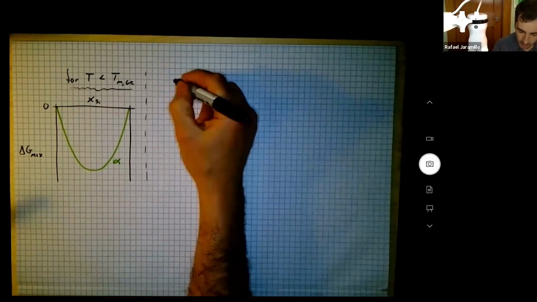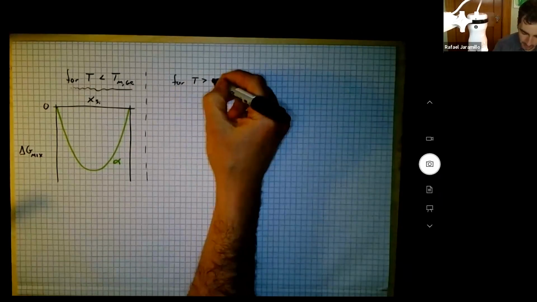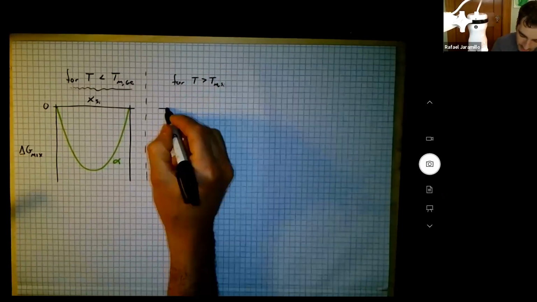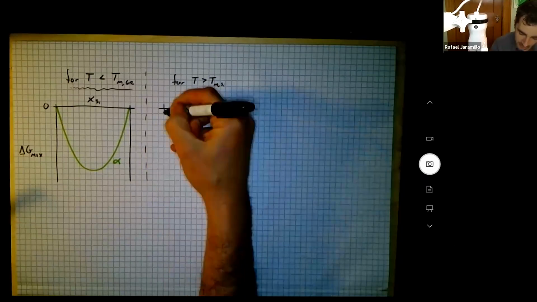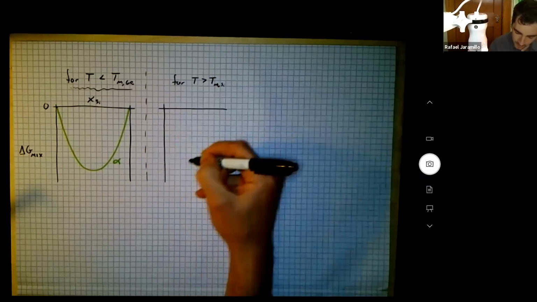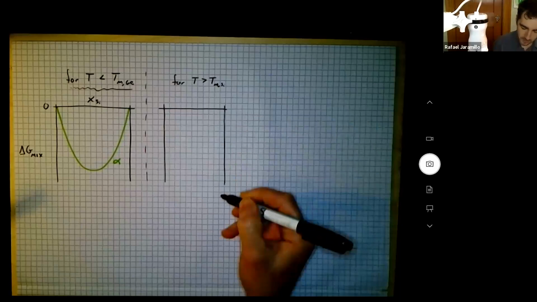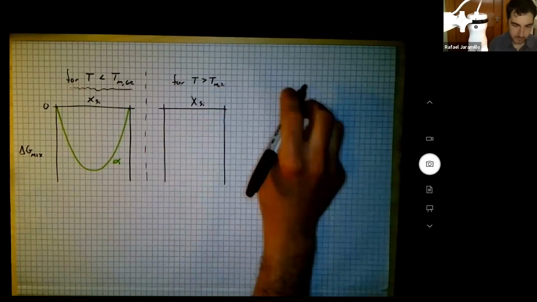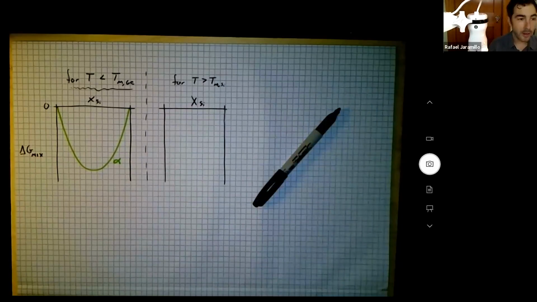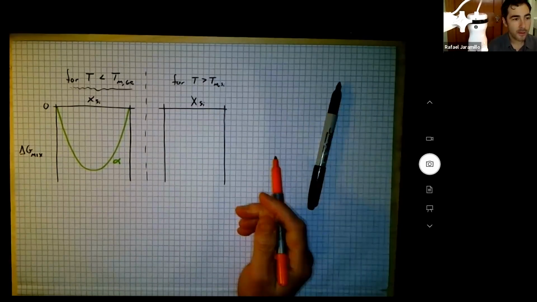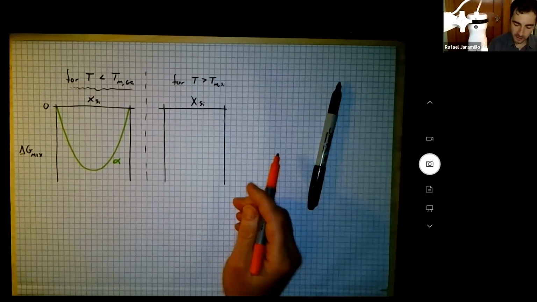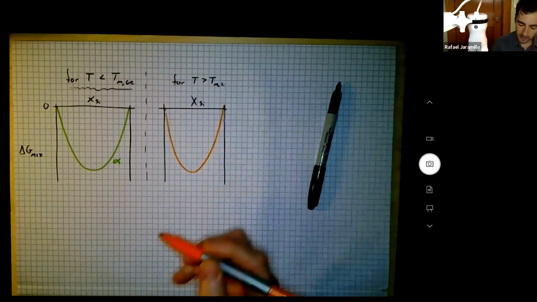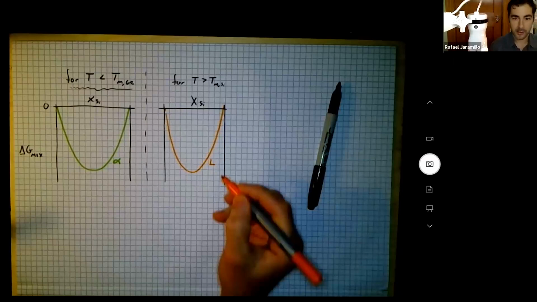For temperature greater than the melting point of silicon, I'm again going to have a relatively simple looking free energy composition diagram. The liquid is fully miscible, so we expect a downwards curving free energy composition diagram, and I'm going to label that liquid.